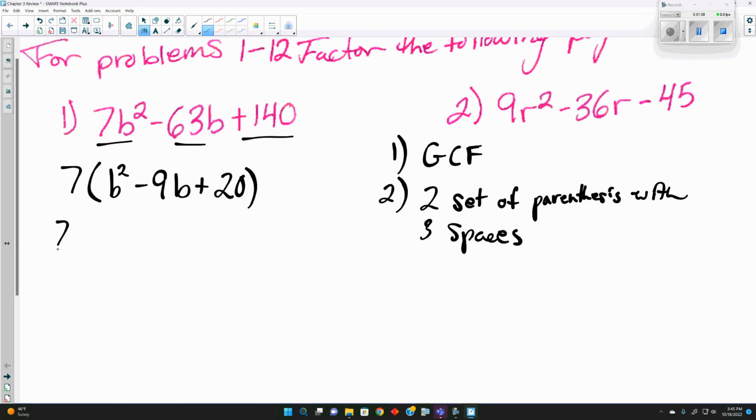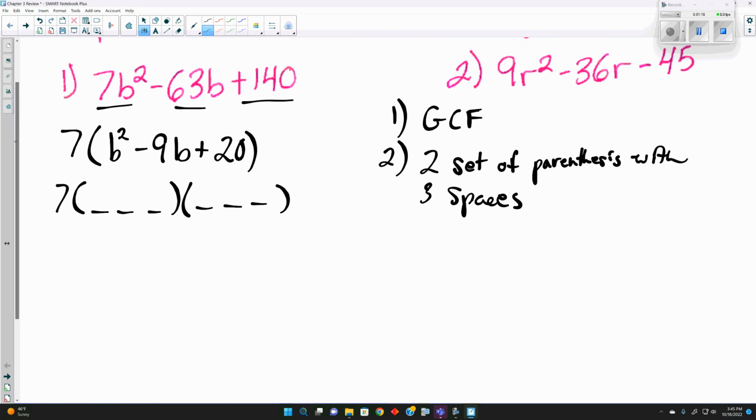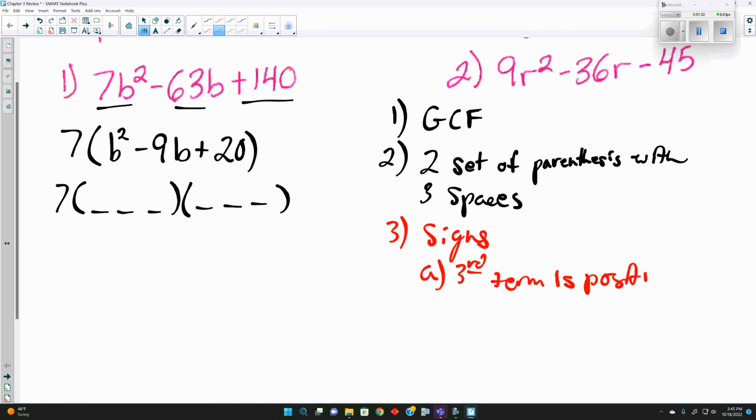Now we do need to make sure we keep the greatest common factor all the way to our answer. It will be a part of the answer. Now our third step is the signs. They're going to go in both parentheses. If the third term is positive, the signs are the same and they match the sign of the middle term.